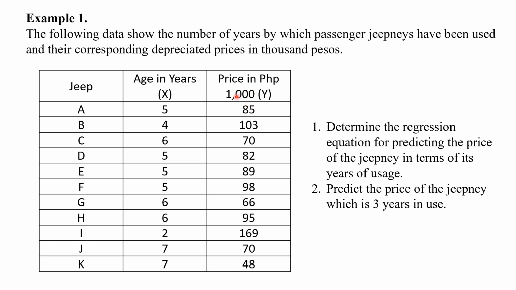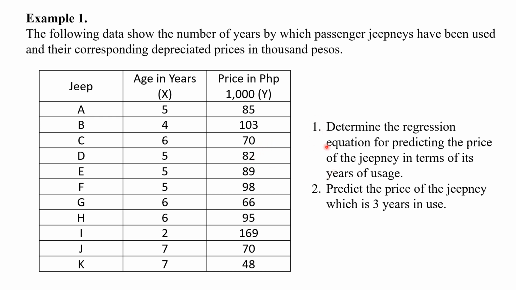So, again, itong mga prices nito, mas pinababa lang. Naka 1,000 pesos siya. So, for example, 85, meaning it's 85,000. Ito naman, 103, ibig sabihin, 103,000. Okay. So, mas pinaliit lang natin siya para mas madaling makompute.